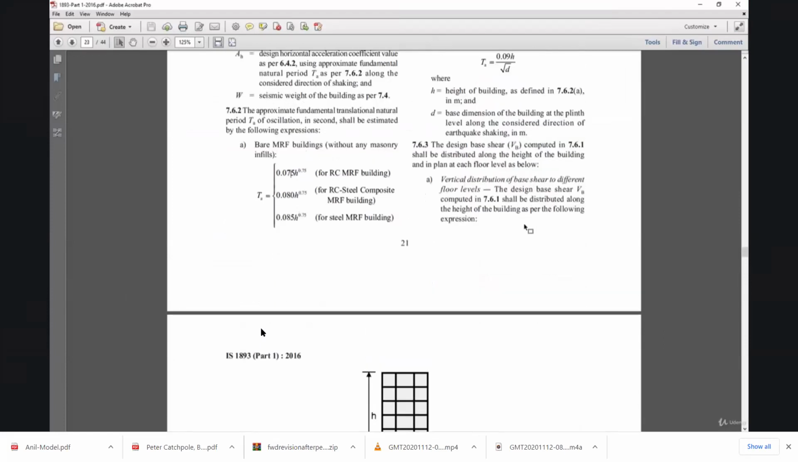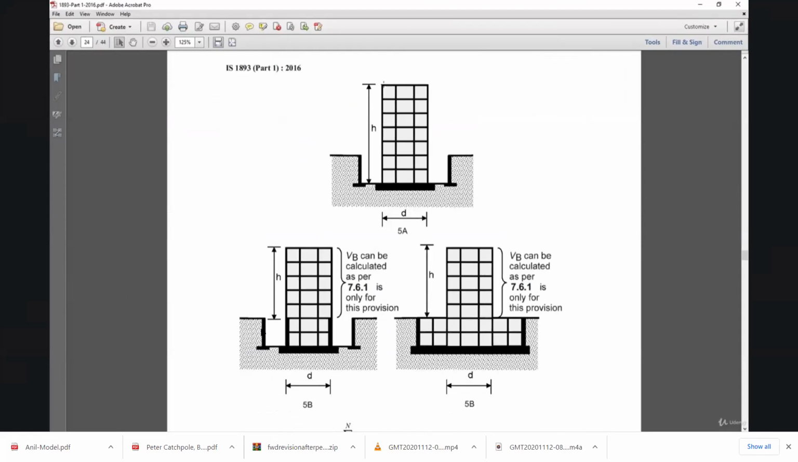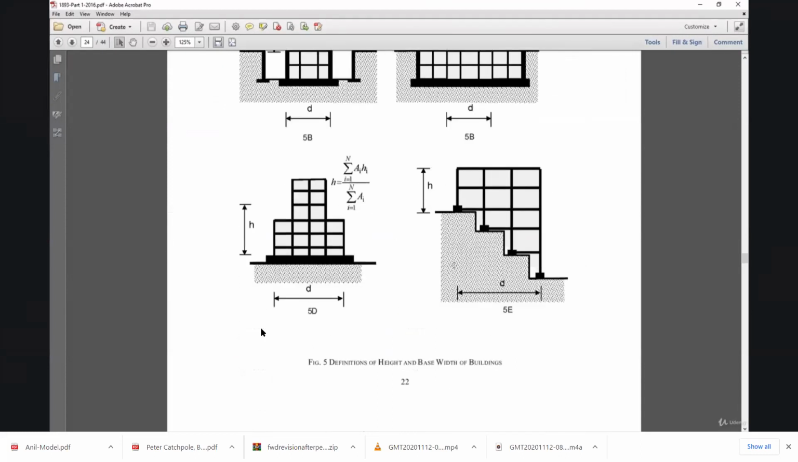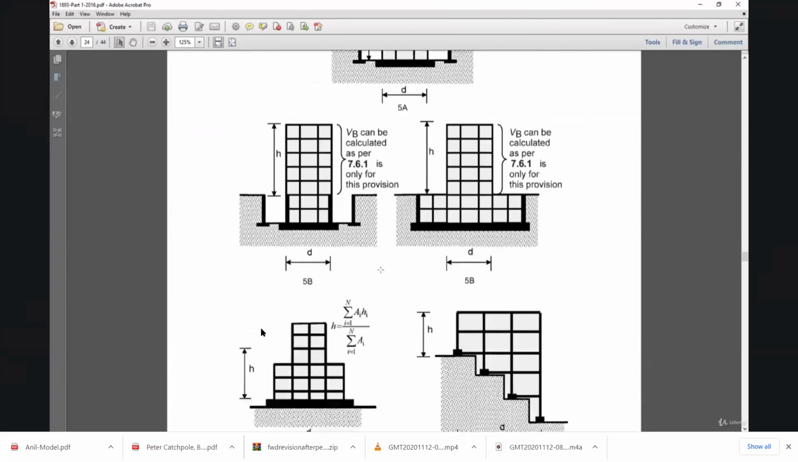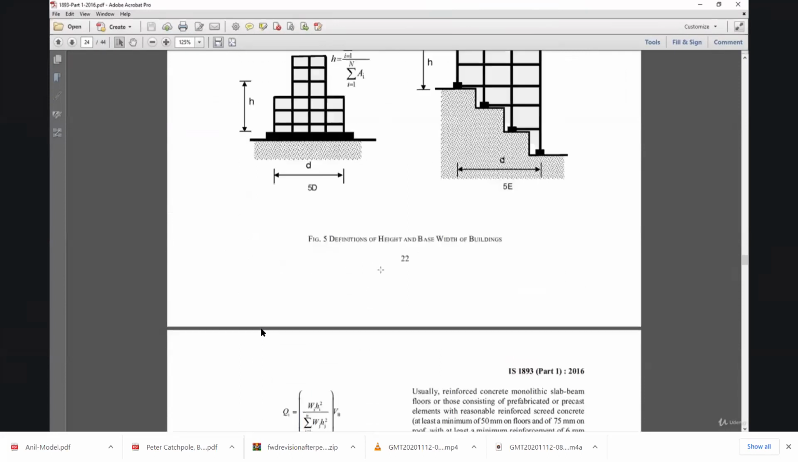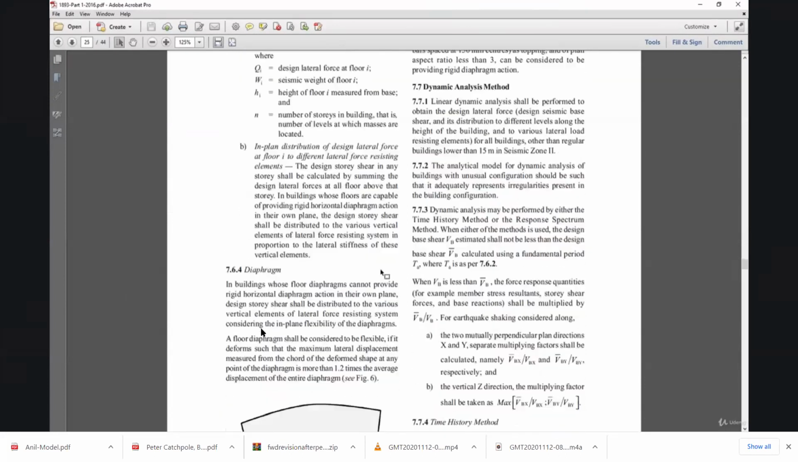After that, the code is also guiding us how to distribute the vertical base shear. In this type of building, height is from this point to this point, but in this type of building, as in our case, the height is from this point to this point. The code is also guiding us to calculate different types of heights for different types of buildings. The code also gives us the definition of diaphragm.